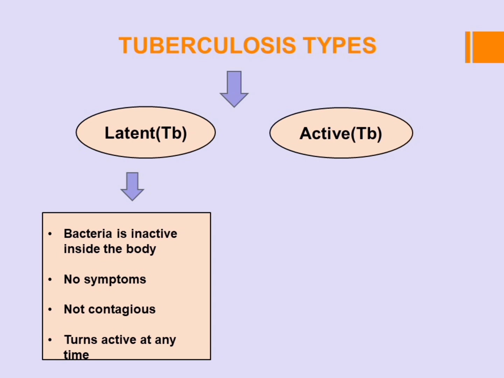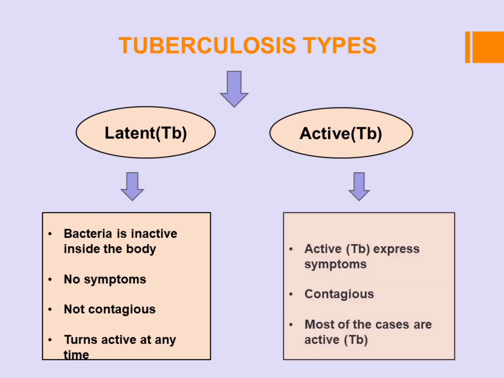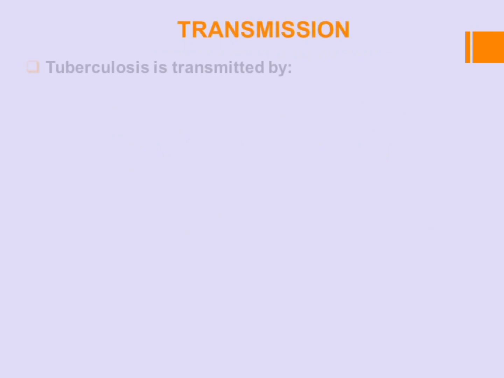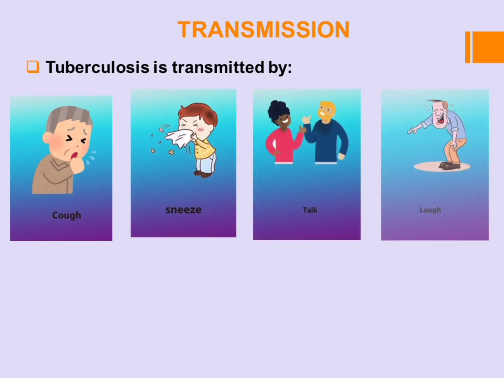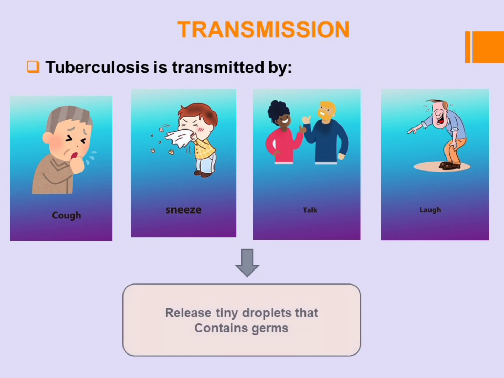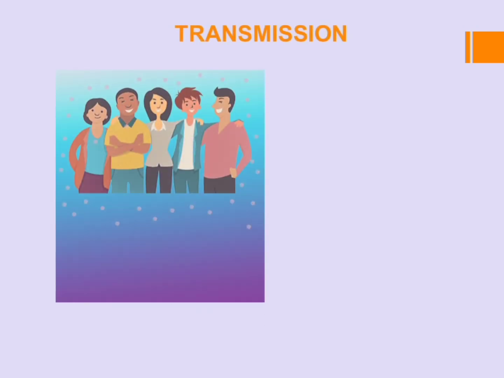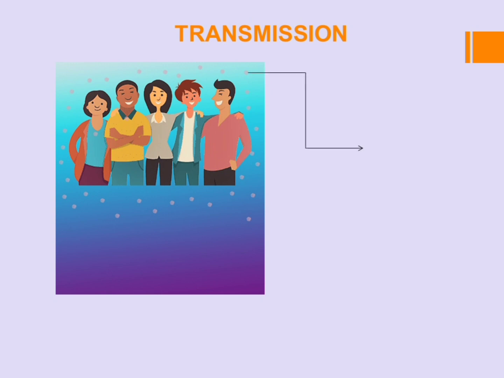The active Mycobacterium tuberculosis can cause infection which is contagious and can be spread to others. 90% of active cases in adults come from a latent tuberculosis infection. Tuberculosis is transmitted through cough, sneeze, talk, laugh that releases tiny droplets that contain the germs. TB spreads to a person who is spending a long time around someone whose lung is severely infected with the bacteria, like co-workers, friends and family members.